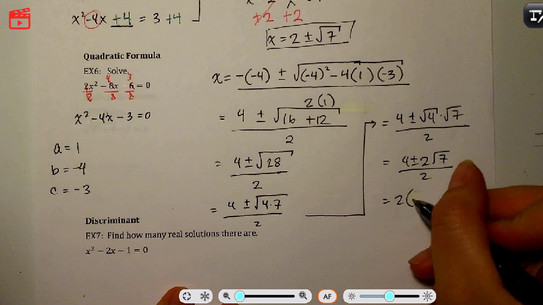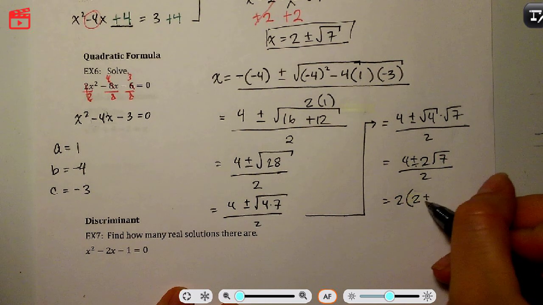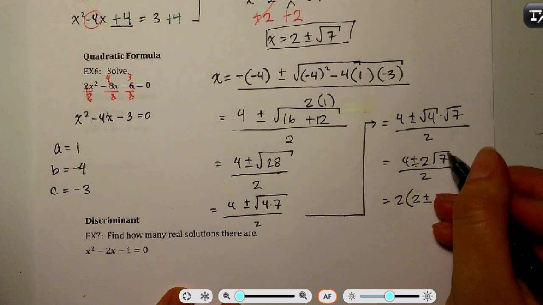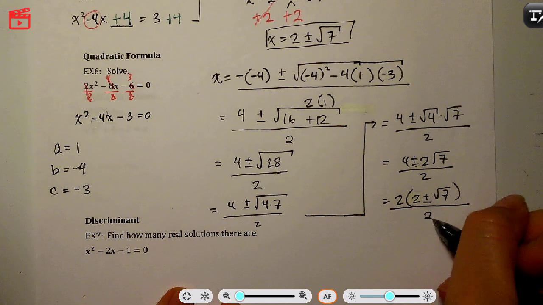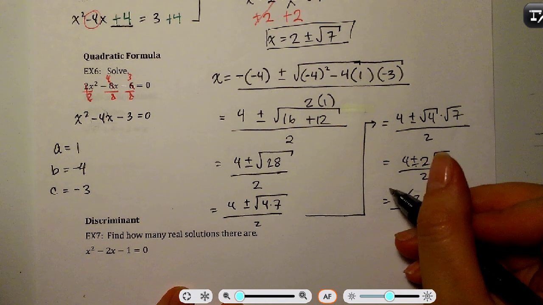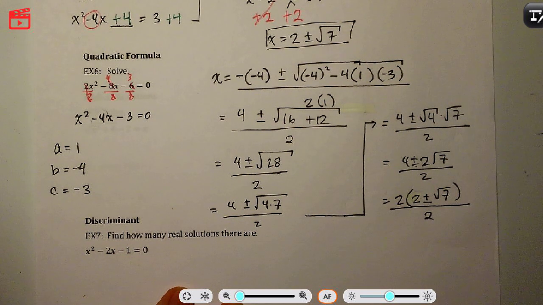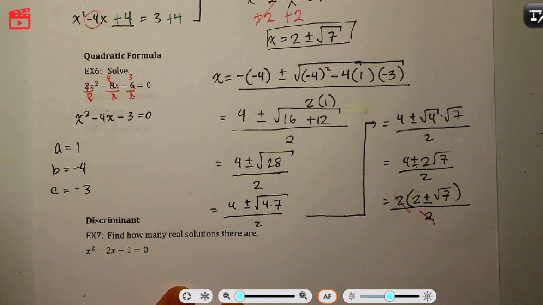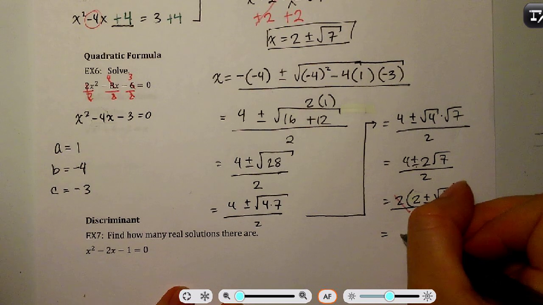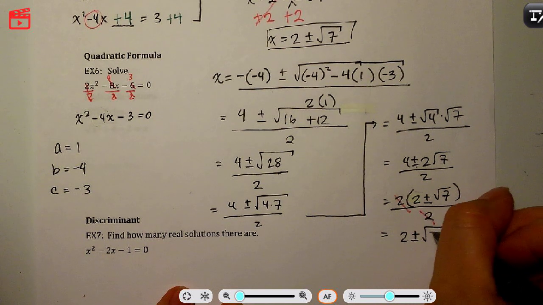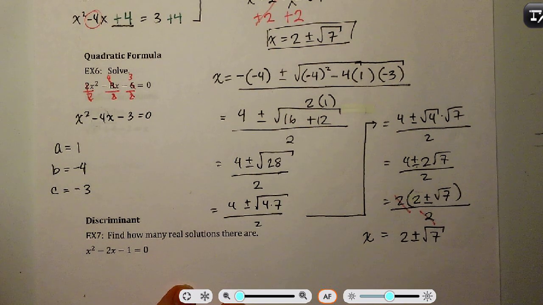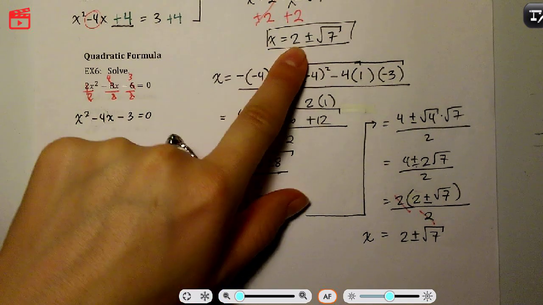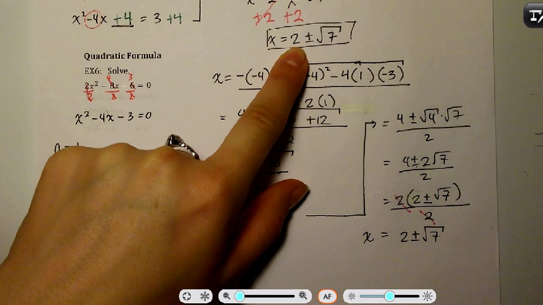So what's left? It's going to be 2 plus or minus. That 2 is gone. We're just left with the square root of 7. And that is still over 2. And look at that. We can cancel those 2's. So canceling the 2's, we are finally left with our final answer of x equals 2 plus or minus the square root of 7. And what do you know? That is the exact same answer we got when we tried it the other way.